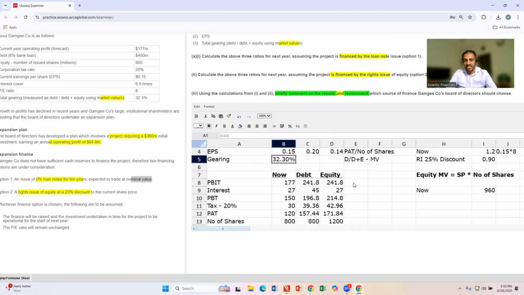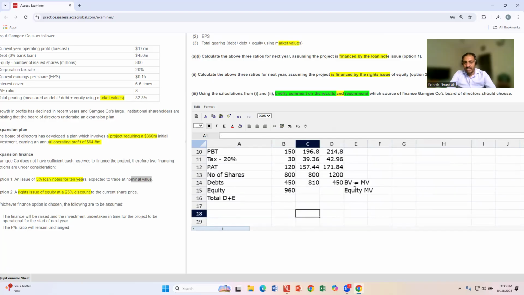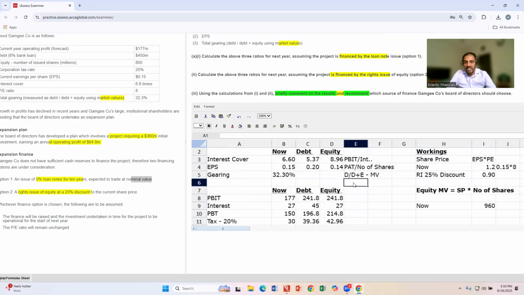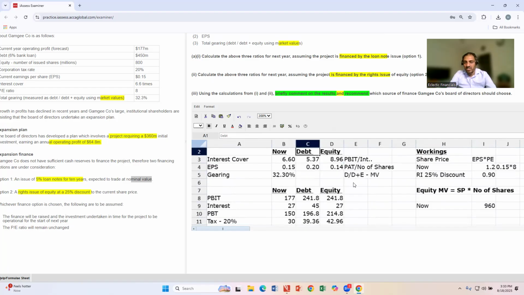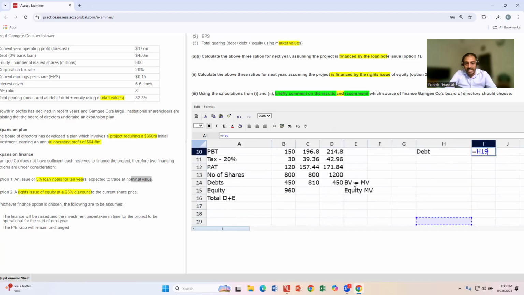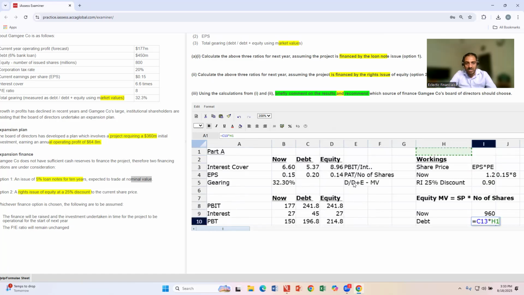But in case of debt issue, number of shares remains the same. In case of debt finance, 800 shares multiplied by what? Earning per share.